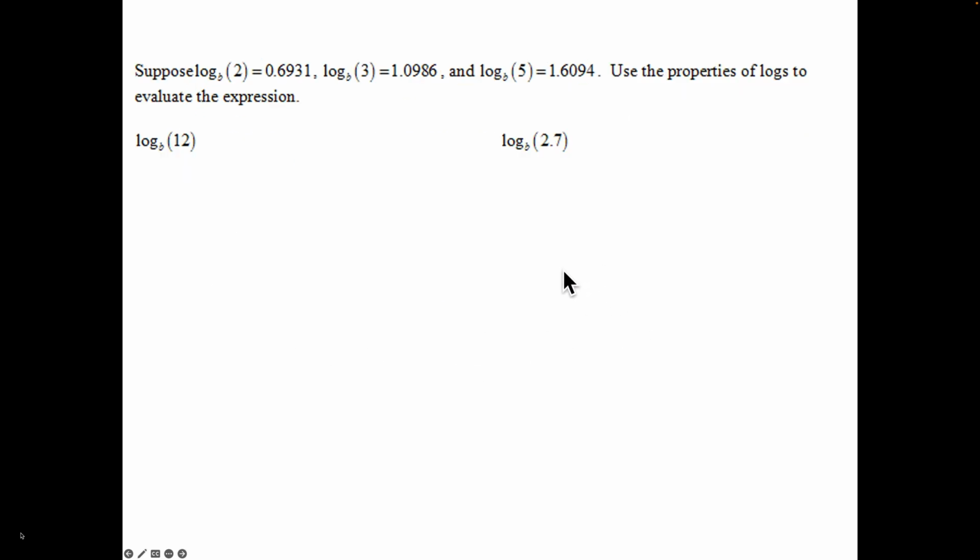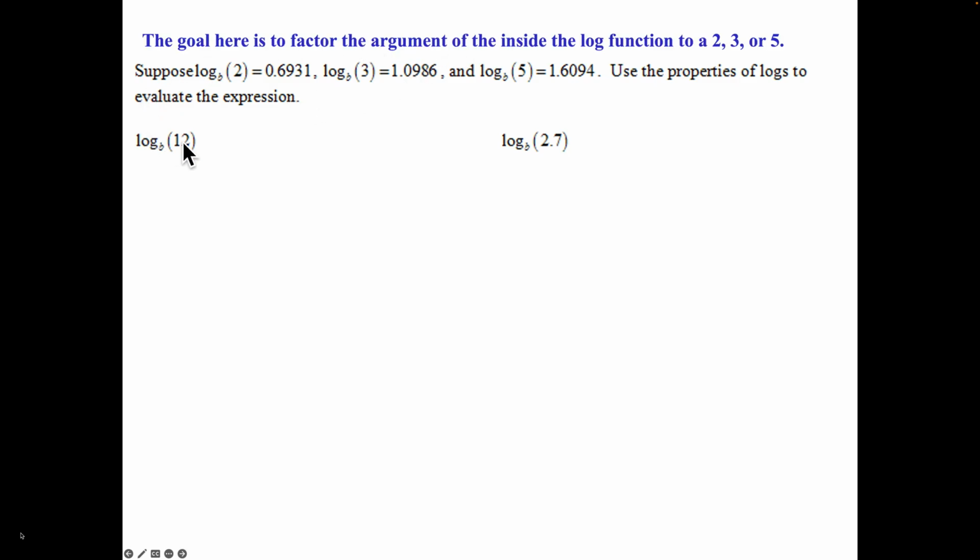Now, another very popular problem that you will be given is they'll give you log base b of 2 is equal to a decimal number. Log base b of 3 is equal to this decimal number. Log base b of 5 is equal to this decimal number, and they want you to use the properties of logs to evaluate the expression. So what we want to do is whatever you see in the argument, you want to break it into factors of 2, 3, and 5. So this is where, again, we'll probably bring back that factoring tree, if you will.